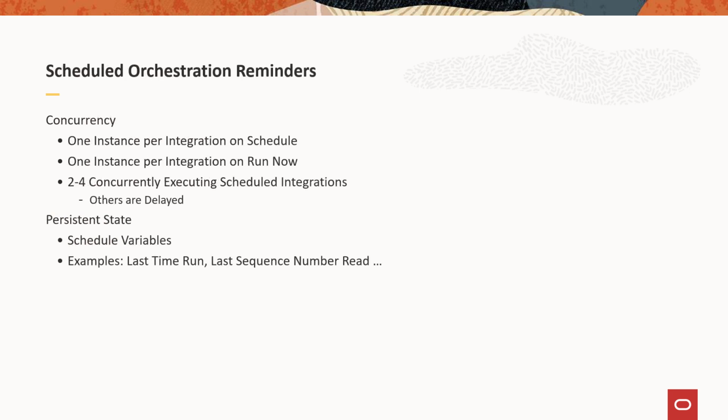So let's start off talking about scheduled orchestrations. We get a lot of questions about concurrency with scheduled orchestrations. So first of all, for a given integration type and version, only one instance of that integration can be active at any one time on a schedule. So this is important when we come to talk about persistent state, because we only want one instance updating that persistent state.